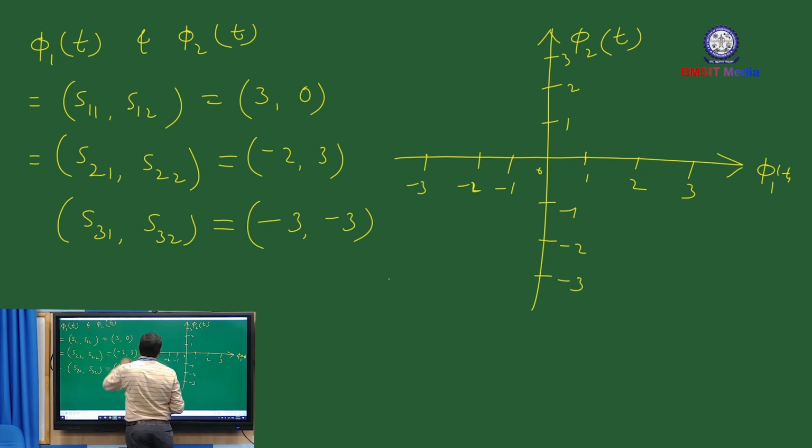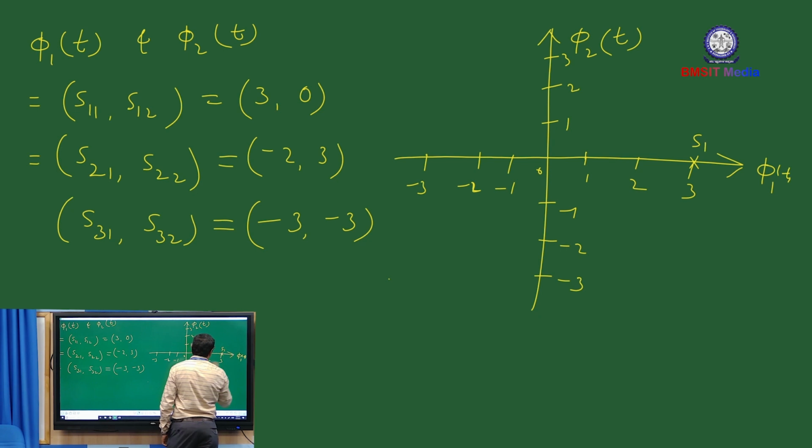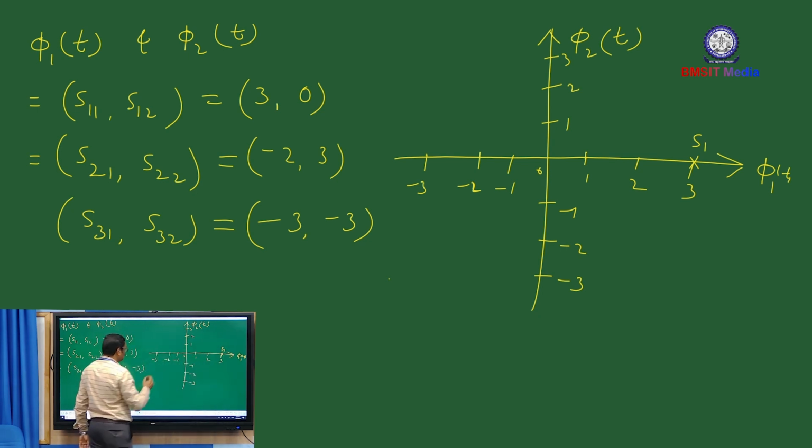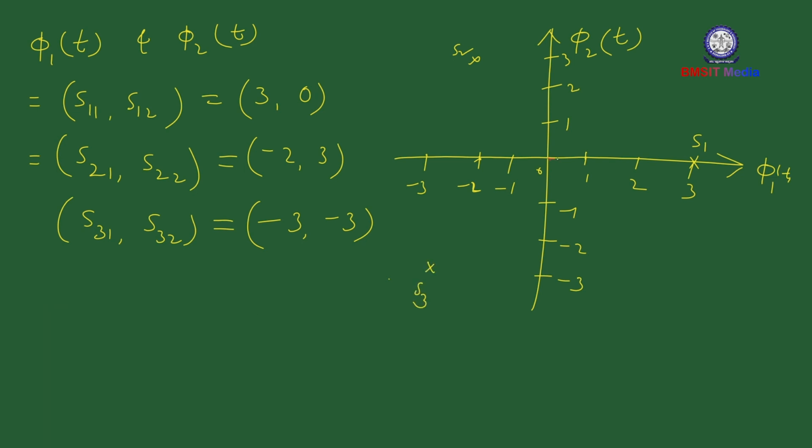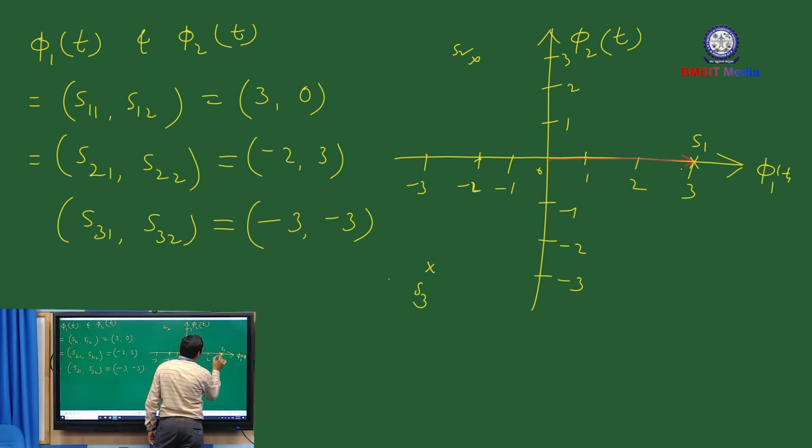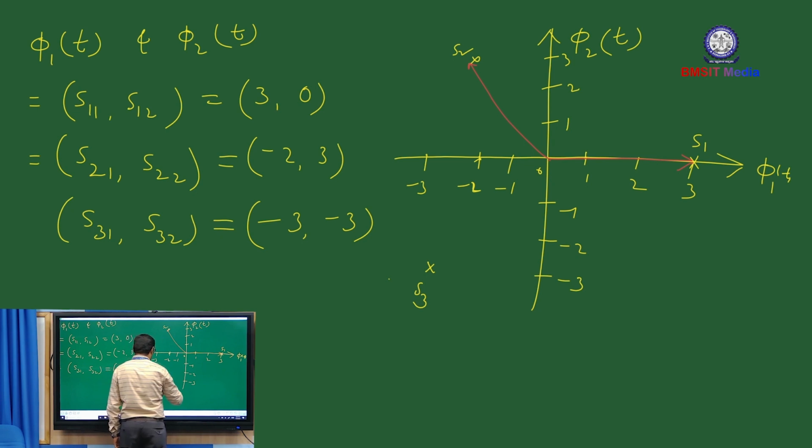First one is 3 comma 0. So 3 on the x-axis, that is the phi1 axis, and 0 on the phi2 axis. So this is my S1. The next one is minus 2, 3. So minus 2 is this point and 3 is this point on phi2. I can consider this as my S2. Then the third one is minus 3 and minus 3. So I can consider this is my S3. I can draw from the origin. This is my S1 vector, this one is my S2 and this one is my S3. So this is the signal constellation diagram.